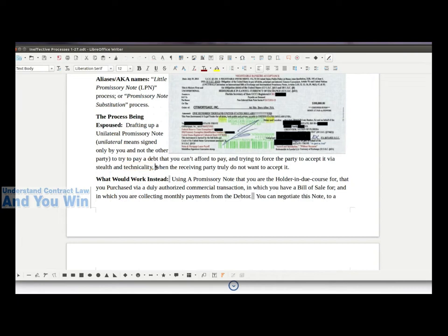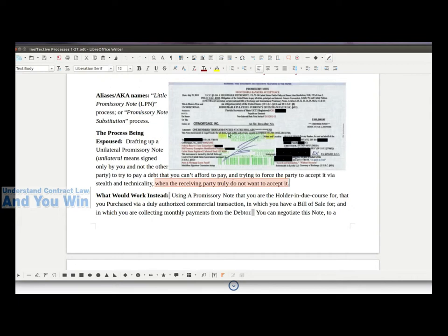Okay, when the receiving party truly has not accepted it, they're going to write back and respond to you and say, nope, this is not a valid promissory note. And they don't have to tell you why, because they have their lawyers, and if you ever sue them, they know what they're going to say to show the judge that this is not valid. They might point out why it's invalid.